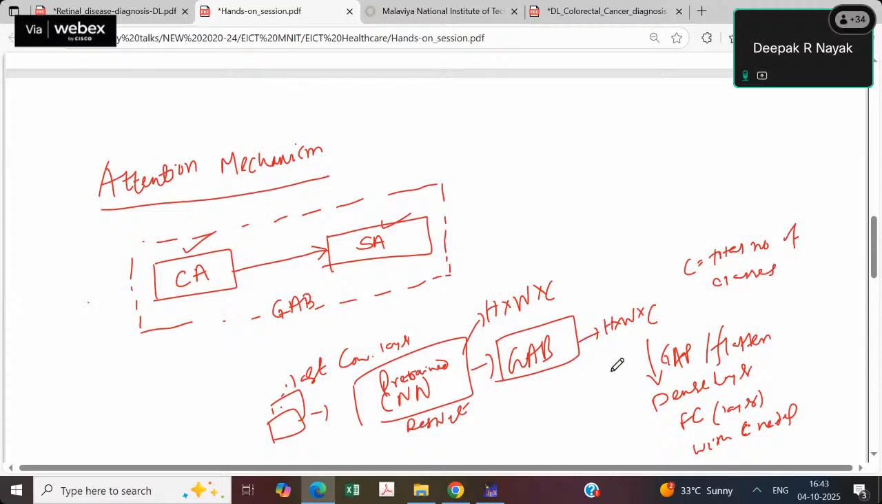If you are solving a 3-class classification problem, this FC layer or dense layer is going to have 3 nodes, followed by a softmax activation function for solving a classification problem here. So now we'll see how to implement these attention mechanisms, especially this global attention mechanism.